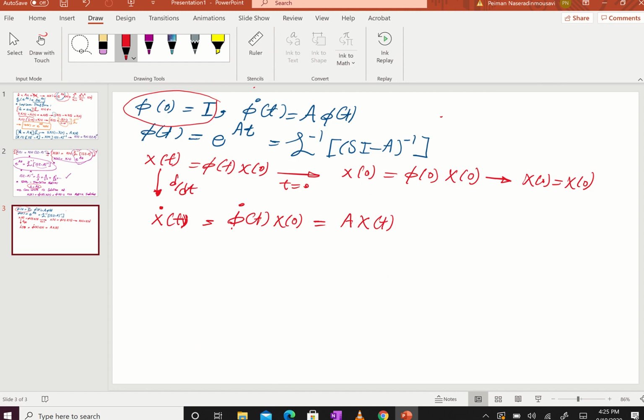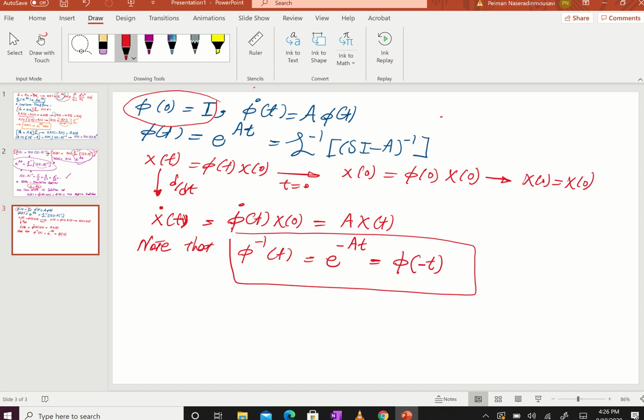Like the matrix exponential, note that this is phi dot. Note that the inverse of the state transition matrix is equal to e to the minus A t, or you can write it as phi of minus t. Here we go. This is another relation that you have to know. Understand?